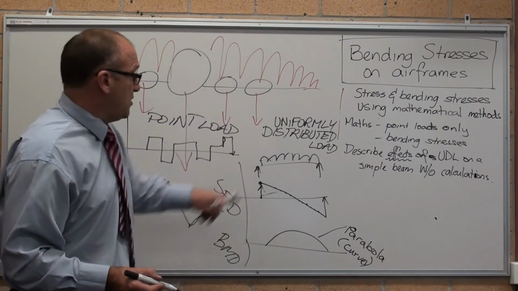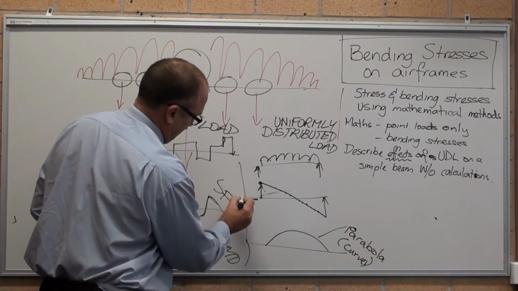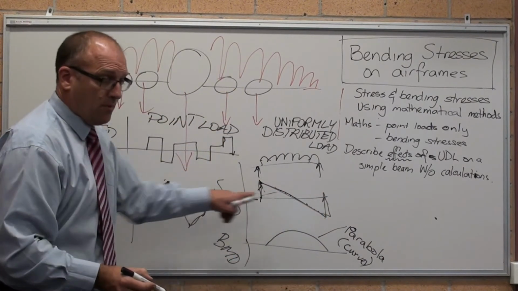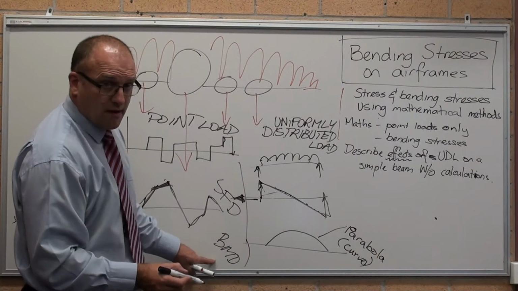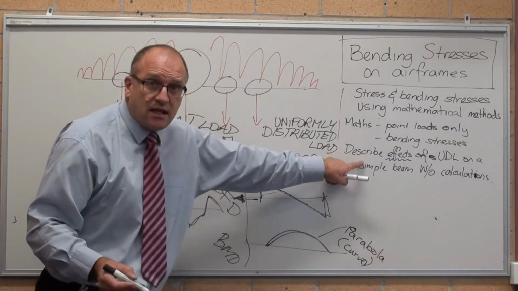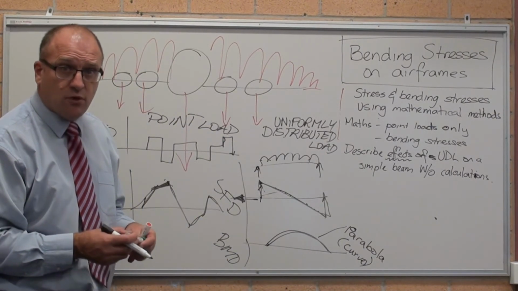For a uniformly distributed load, the shear force diagram is sloped lines. The bending moment diagram of a uniformly distributed load is a curve. That is the effect of a uniformly distributed load on the shear force diagram.